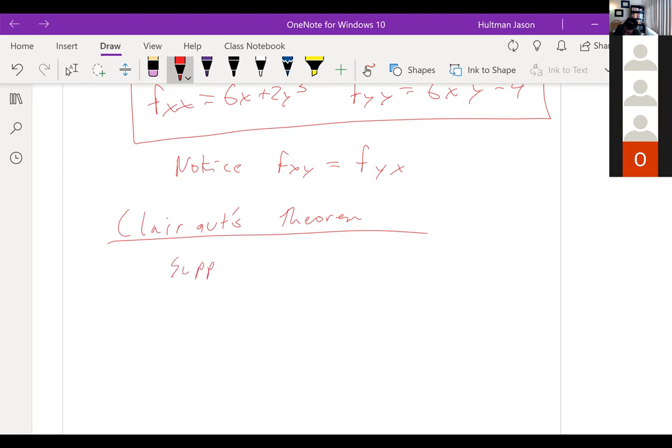Okay, and it says suppose f is defined in an open region. What's the name of the theorem again? Clairaut's theorem. It's C-L-A-I-R-A-U-T. It's French, so however you want to pronounce that. Okay, I'm not French, so I don't know. Okay, Clairaut's theorem. Suppose f is defined in an open region that contains the point (a, b).